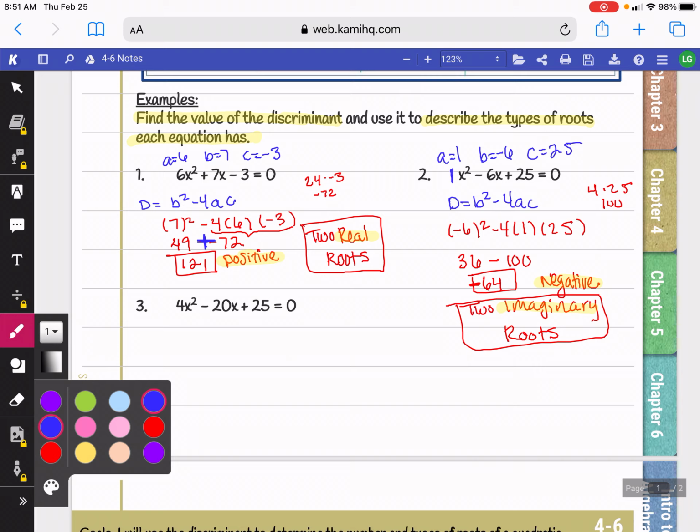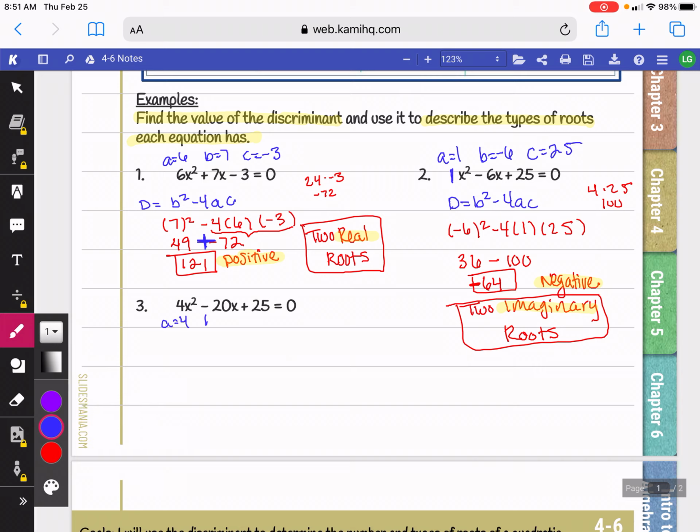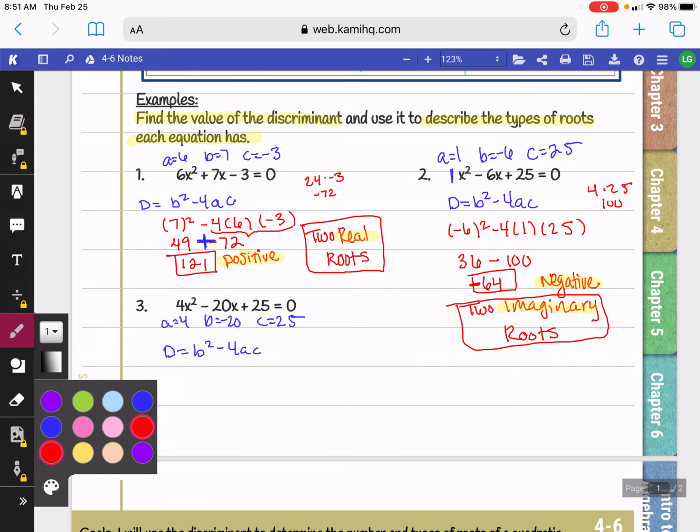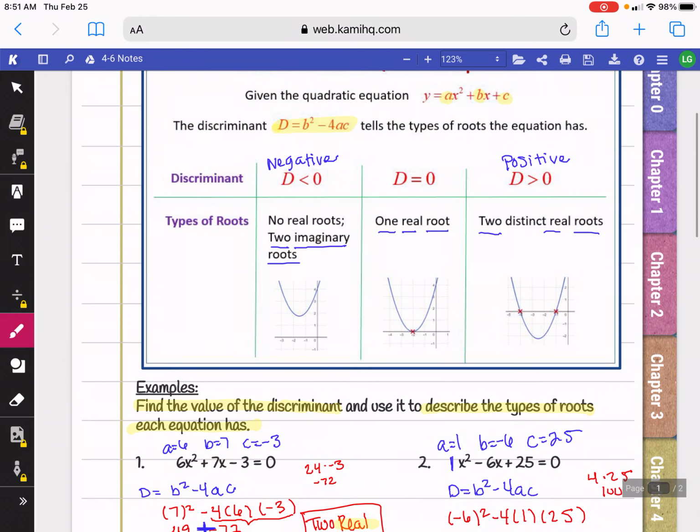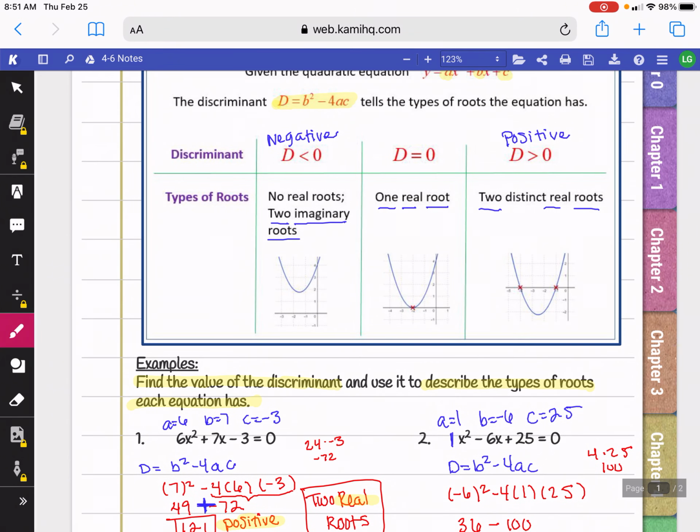Let's go ahead and look at this last example. Here my a is 4, my b is negative 20, and my c is 25. And I'm going to plug into the formula for discriminant. So I have negative 20 squared minus 4 times 4 times 25. That's 400 minus 4 times 4 is 16, and 16 times 25 is 400. So this becomes 400 minus 400, or 0. If the discriminant is 0, that means our function is only going to have one real root.